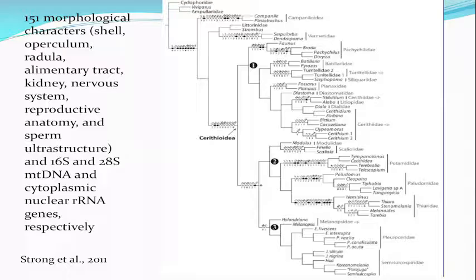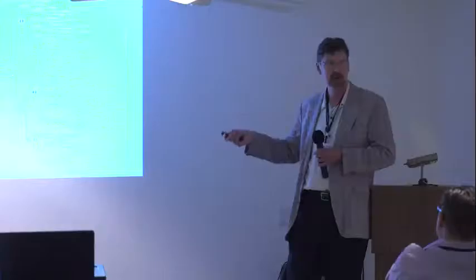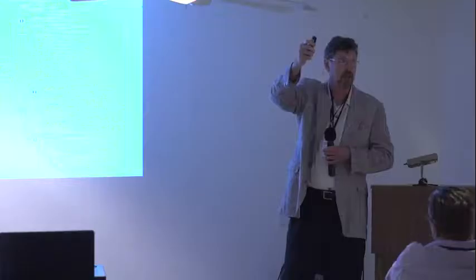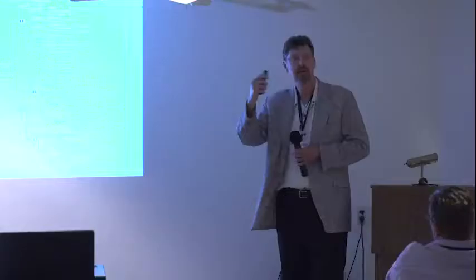So Ellen put together this gigantic data set with 151 morphological characters. We generated some 16S and 28S genetic data. And here's the tree of the Cerithioideans. And down here is the family Pleuroceridae that Art was telling you about, which reaches its greatest diversity in the southeast. And it's closely related to a family called Semisulcospiridae, which includes the genus Juga. Juga was part of the Pleuroceridae, but this analysis and some other analyses by Ellen showed it belongs in a separate family now. So Western Pacific snails in this group are more closely related to Eastern Asian species of this superfamily than they are to Eastern North American species of this superfamily.